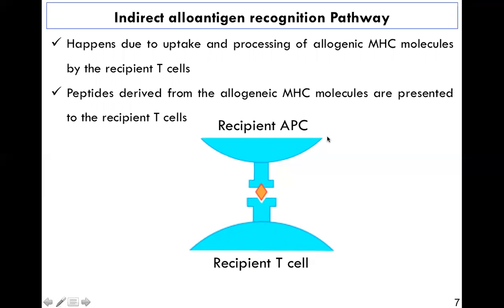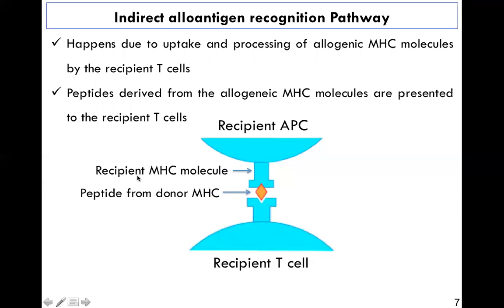So it means it's not a direct recognition, this is an indirect recognition. Here this is a recipient MHC molecule and the peptide is from the donor MHC molecule, but recognized by the recipient T cell. So this is an indirect way. That's why that is called the indirect alloantigen recognition pathway.